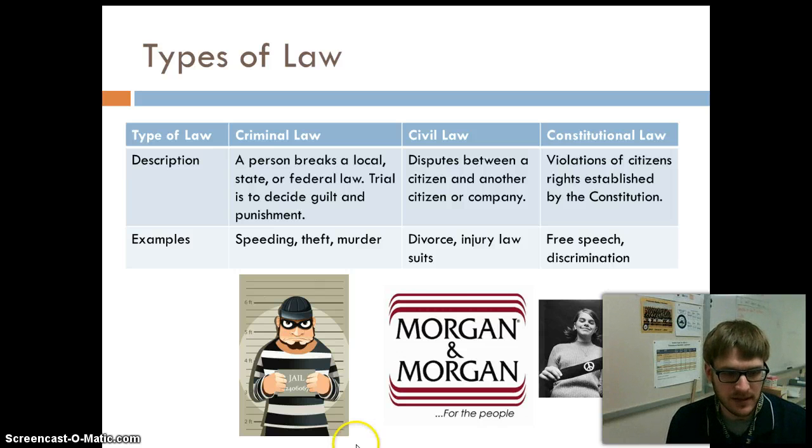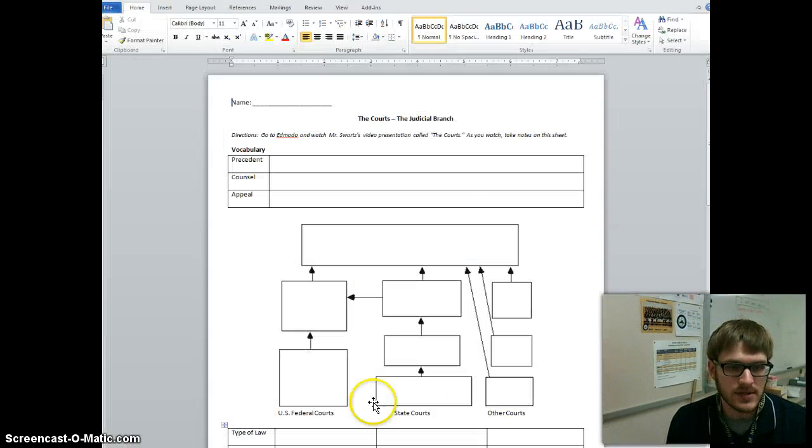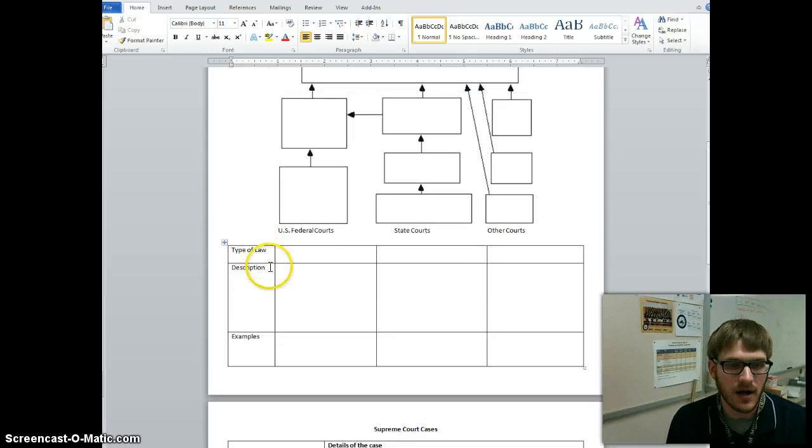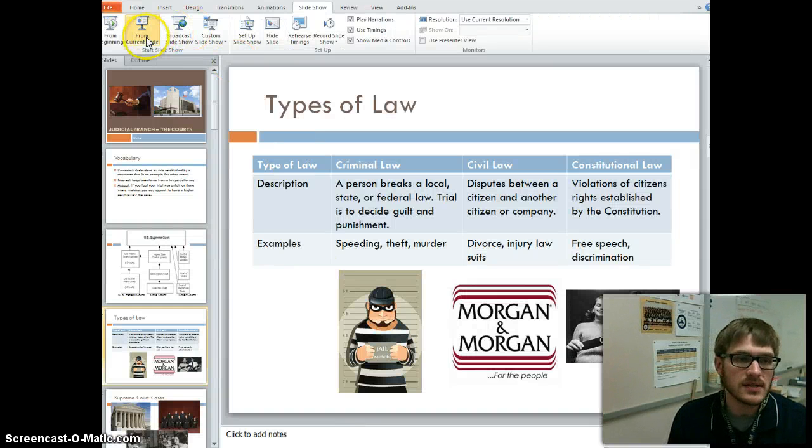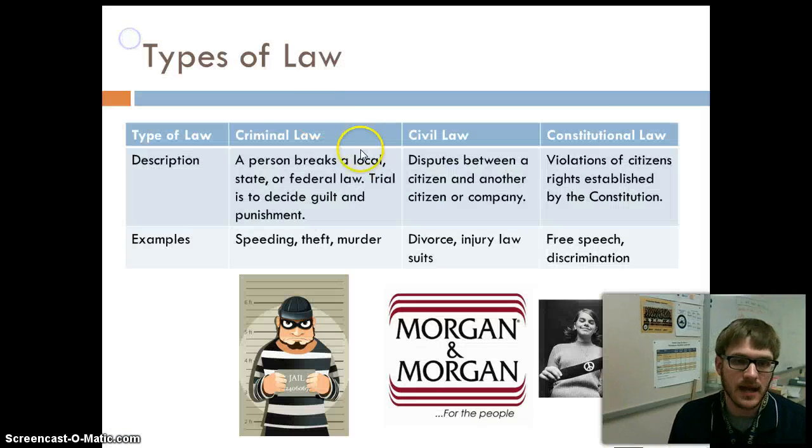Okay, moving along, we're going to go to types of law. You should have a little organizer, a little space like this with the types of law. So across the top, you write the name of each type, so criminal, civil, and constitutional law. Here you'll have room for the description of each, and then there's also examples of each. So let's look at the types of law.